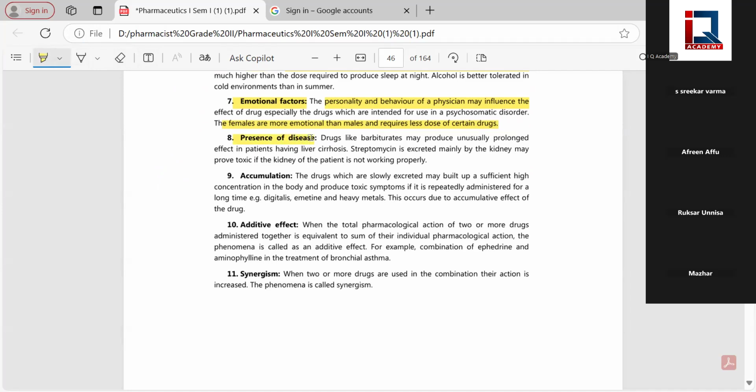In certain disease conditions, the amount of drug given will change. For example, drugs like barbiturates may produce a prolonged effect in patients having liver cirrhosis. If the patient does not have cirrhosis, the barbiturate effect will be comparatively less. And streptomycin is excreted mainly by the kidney and can prove toxic if the patient's kidney is not working properly. So in patients with ESRD, end-stage renal disease, if you give streptomycin, it will be toxic because it cannot be eliminated by the kidney.